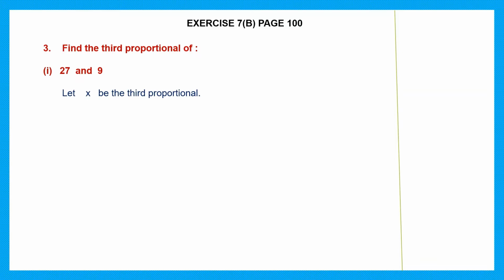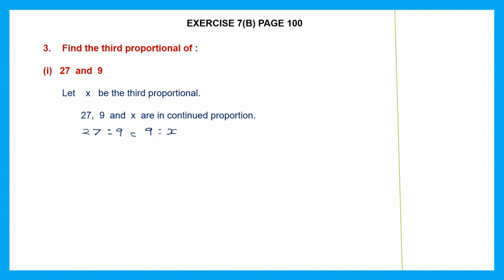Okay. So let x be the third proportional. We need to find the third one. So we're going to consider x to be the third proportional. Then 27, 9 and x are in continued proportion. So our ratios will be 27 is to 9 is equal to 9 is to x. This is to find the value of x, which is the third proportional.